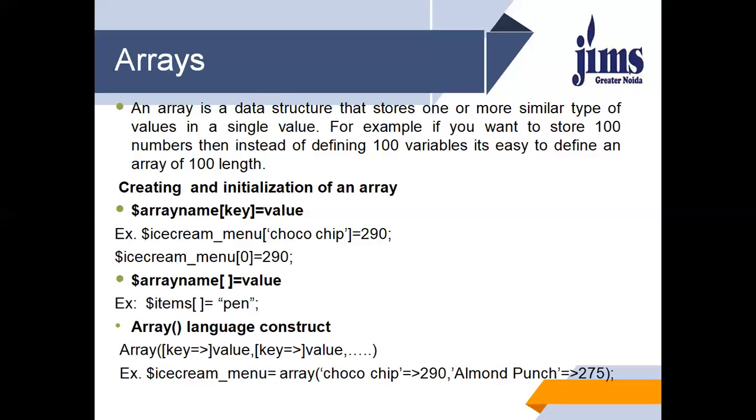PHP automatically increments array key numbers when the array is created or adds an element to an array with an empty bracket syntax. The empty bracket adds an element to the array. The element's index key will be one more than the largest index available in the array at that time. And if the array does not exist, the empty bracket adds an element with an index key of 0.